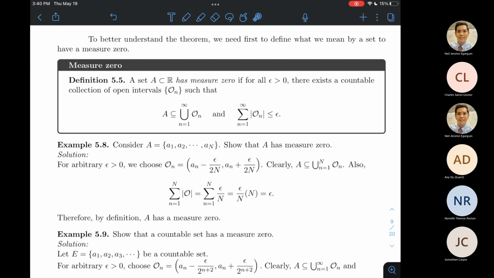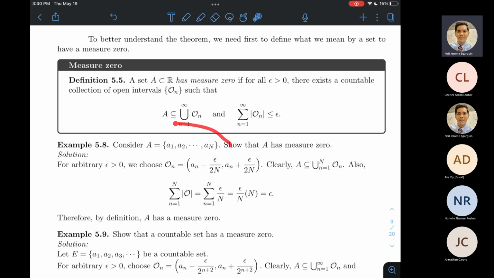Okay? Of course, hindi lahat ng sets ay measure zero. Right? Most of the interesting sets are those that are not of measure zero. For instance, any closed interval, ang measure ng kahit anong interval ay yung haba niya. Ang closed interval AB, ang measure niya ay B minus A. Open intervals, ganun din.